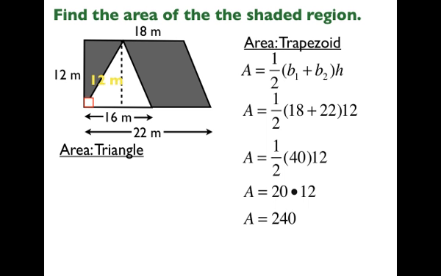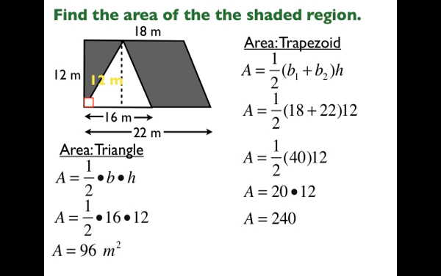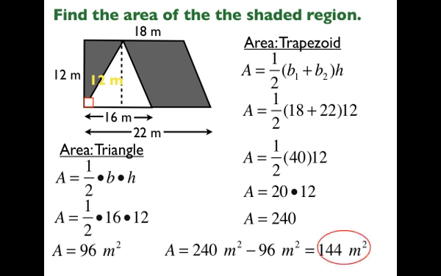But we don't want the entire trapezoid. We need to get rid of the triangle. In math, if you want to get rid of something, what do you do? You subtract. So I'll find the area of the triangle. It'll be 1/2 times 16 times 12 gives me 96 meters squared. I'm going to take the 96 meters squared and take that away from 240 meters squared. That gives me 144 meters squared will be the shaded part.